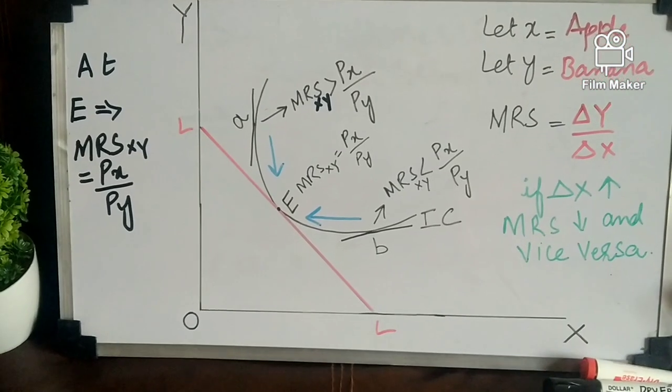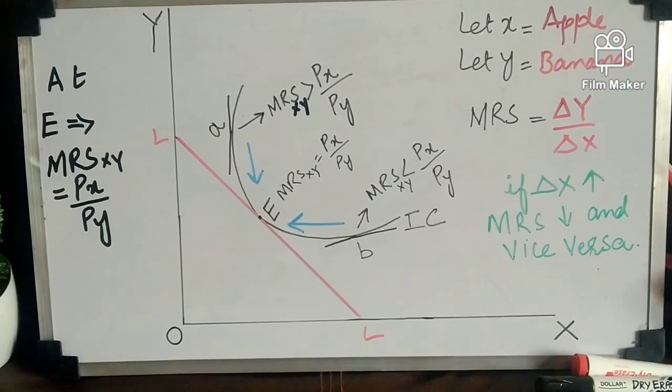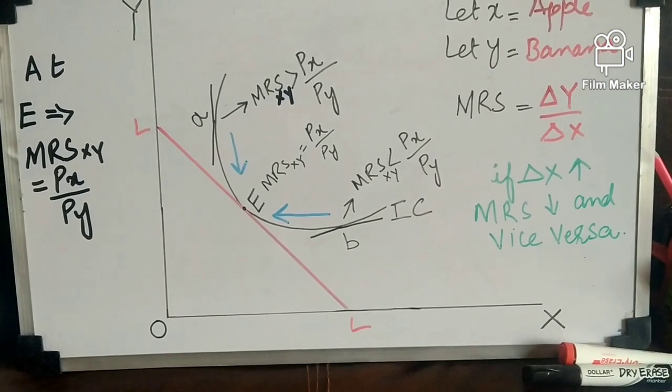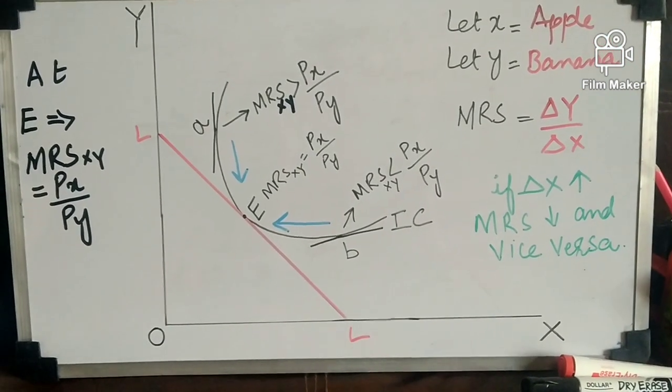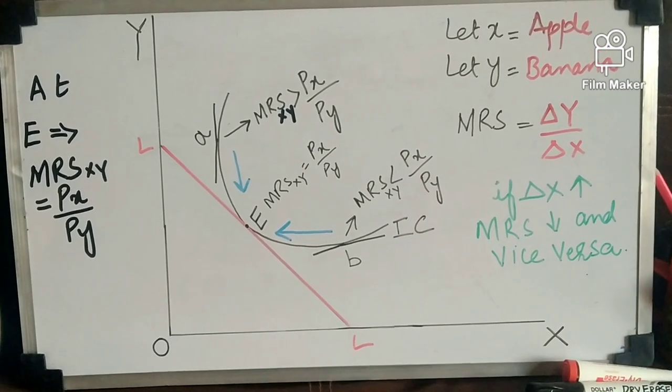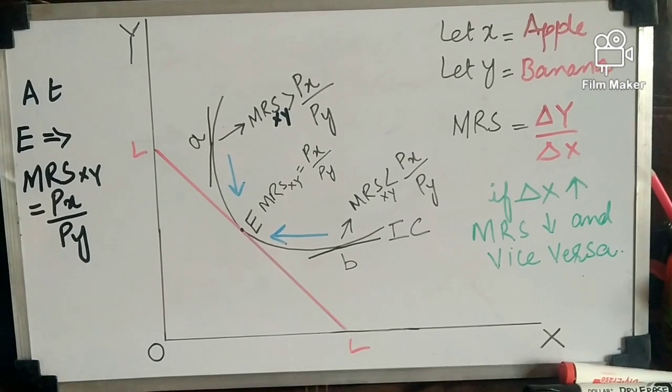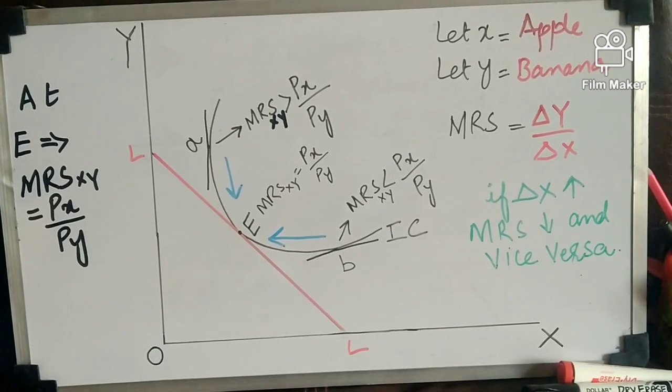So this marginal rate of substitution will go on decreasing until it becomes equal to the slope of the budget line. So the consumer will reach from point A to point E, where the slope of the budget line is equal to the slope of the indifference curve.